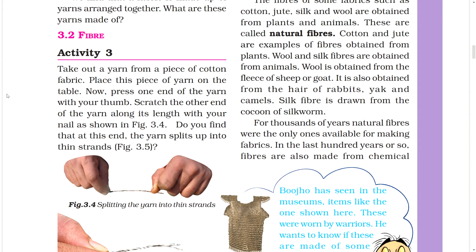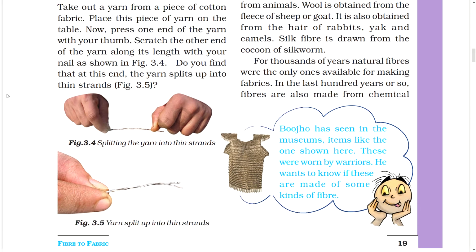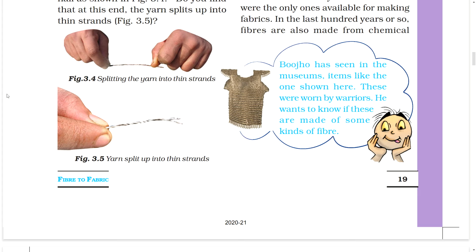3.2 Fibre. Activity 3: Do this. Take out a yarn from a piece of cotton fabric. Place this piece of yarn on the table. Now press one end of the yarn with your thumb. Scratch the other end of the yarn along its length with your nails as shown in the figure. Do you find that at this end the yarn splits up into thin strands? Splitting the yarn into thin strands.